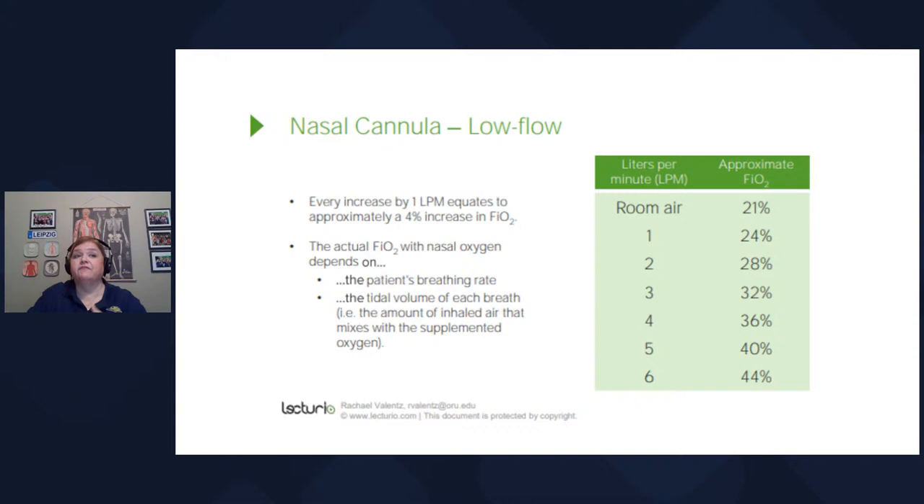So on this, I just put this chart in here so you know that room air is about 21% oxygen. And then you see as we go up on 1 liter, 2 liter, 3 liter, 4 liter, the percentages of oxygen increase. So right now, you and I breathing in whatever room we're in, we're getting about 21% oxygen. There's a lot of other stuff that's not oxygen in the air, but 21% of that is oxygen and it's enough to sustain us.